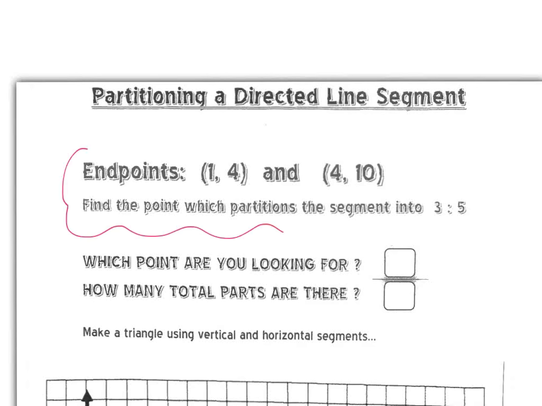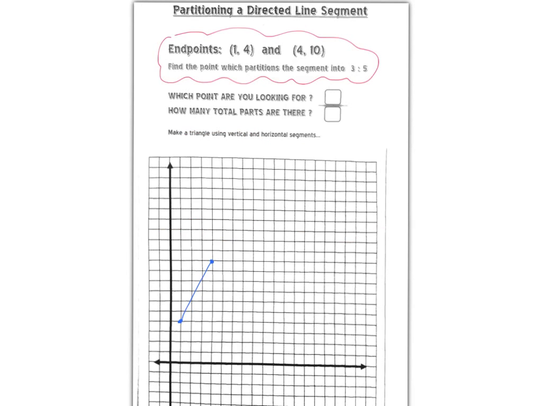Basically what the question will give you as far as information. So the first thing I had the students do was plot the endpoints and connect the segment. Okay, so now the line is plotted, and the trick to this is make it into a right triangle by dropping a vertical and a horizontal side down.